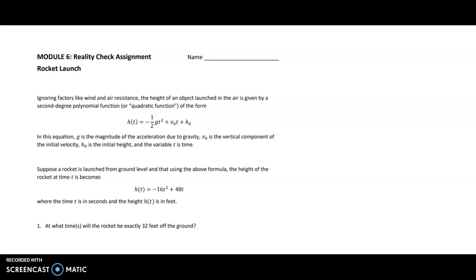All right, we have this Module 6 reality check assignment. Now this assignment is looking at a rocket launch. So when we think about a rocket launch, think about what's happening. If we drew a graph of it, with time on this axis and height, we'll just call it h, on this y-axis, the rocket at time 0 is going to start at 0 height. It might come up a certain amount and then it's going to come down.